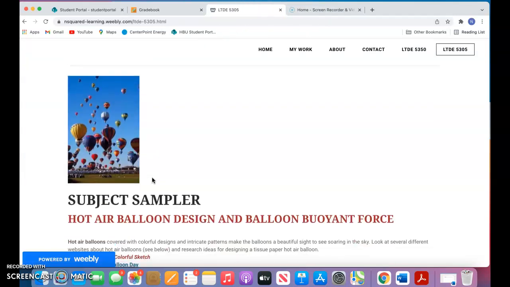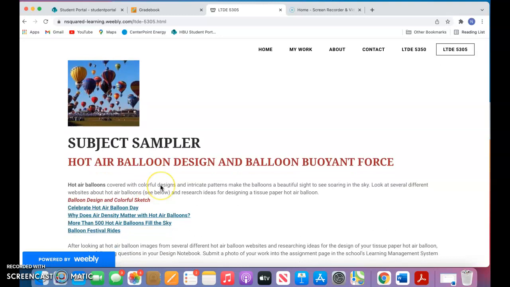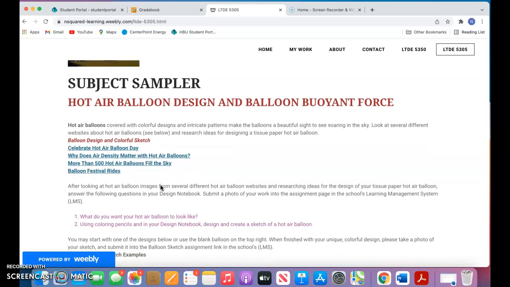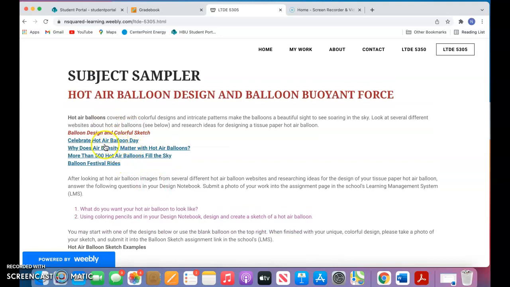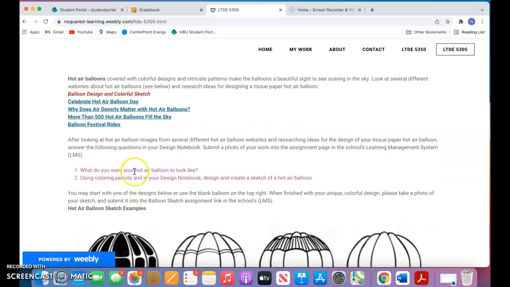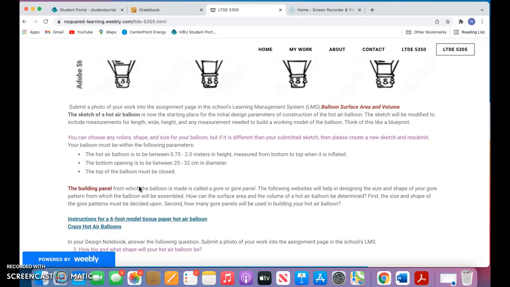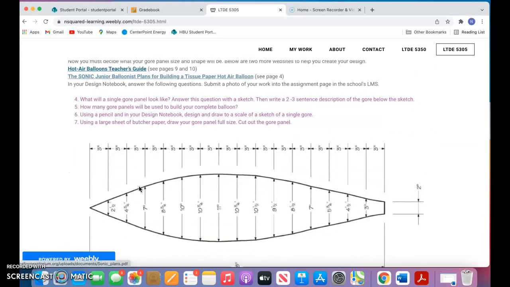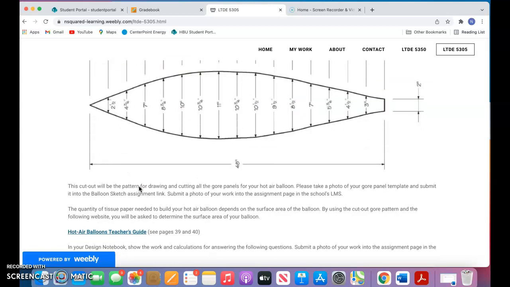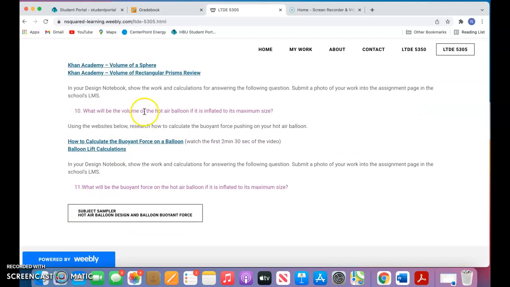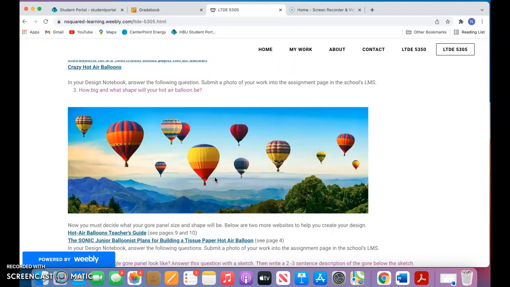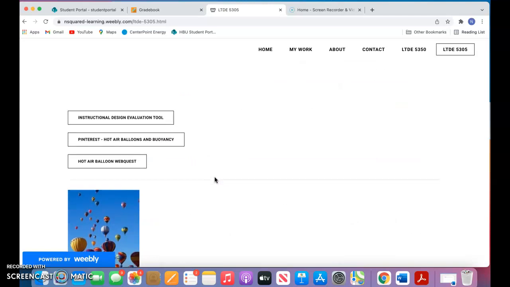And then lastly was the subject sampler about the hot air balloon design and buoyant force. I had my websites, many of which I had already curated on the Pinterest page, so I pulled them in here, came up with the questions, and put some of the similar activities that were in the Webquest into my subject sampler page. The end result was students working their way through and finding the buoyant force acting on a hot air balloon. So that was the stuff I put together.